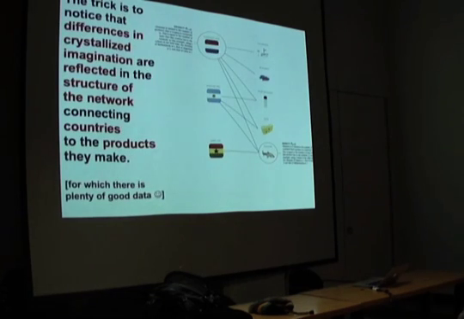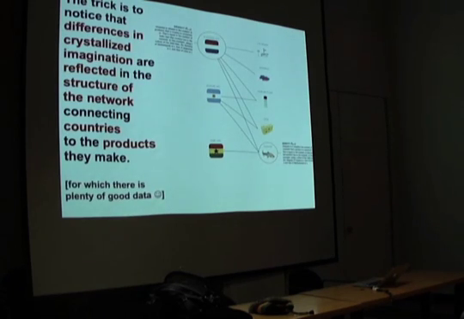Now the thing is, okay, this is all fine and dandy, philosophically, but how do we actually measure it, and how are we going to get from here to visualization? Okay, because that's sort of where we have to end up at some point. And the thing is, it is possible to do this, because there is good data telling me which country produces which crystals of imagination, or products that crystallize a certain amount of imagination. I have a structure of the network of who makes what.